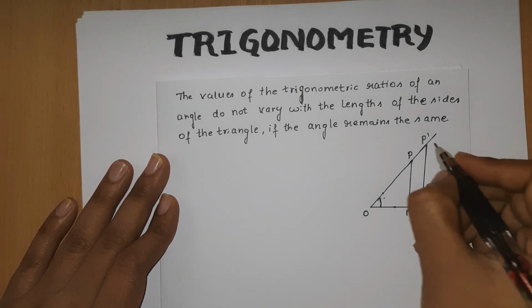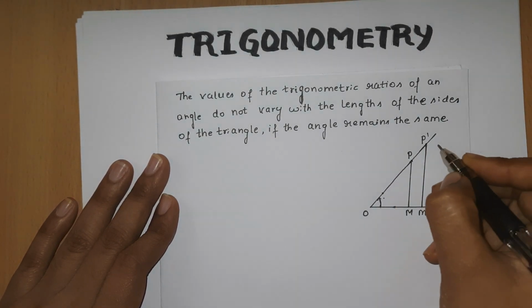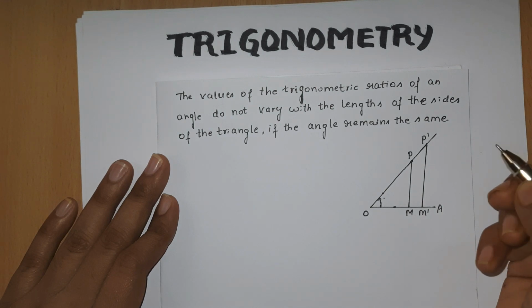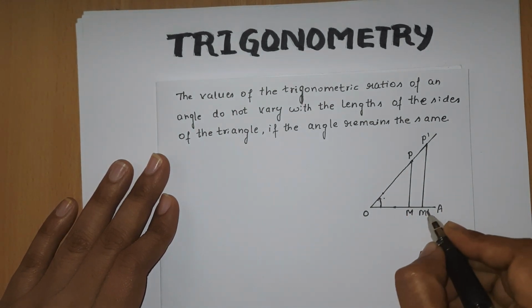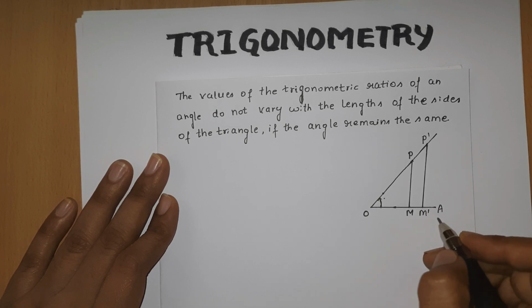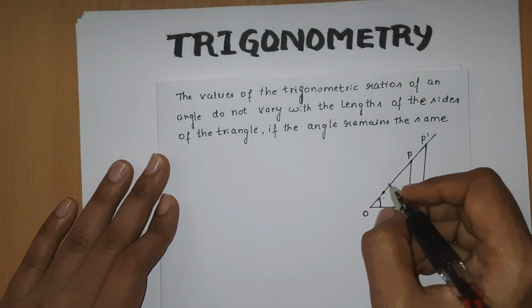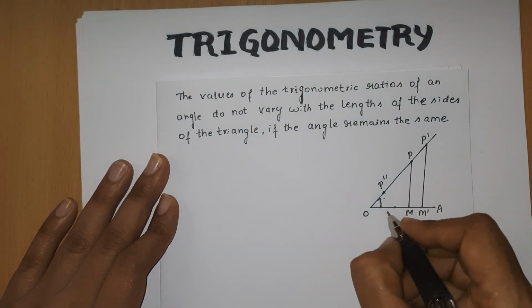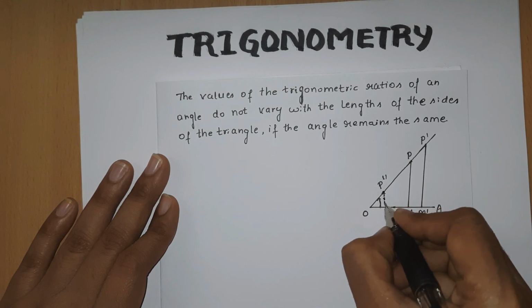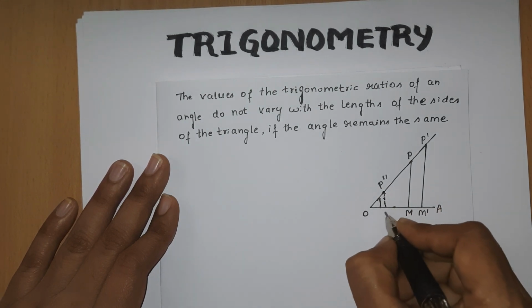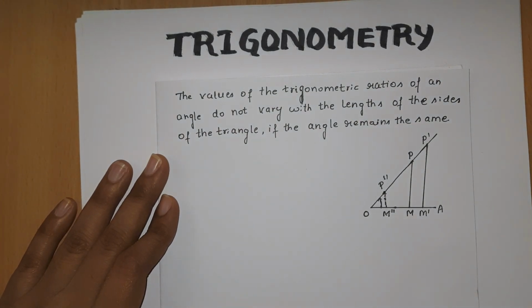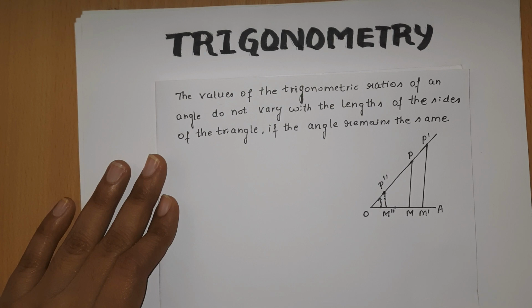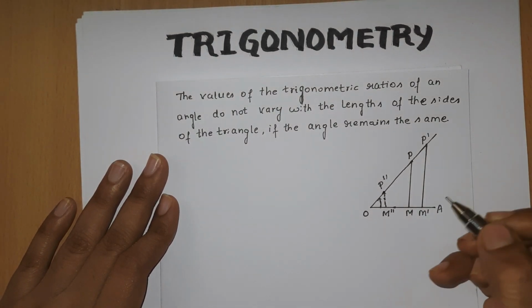Similarly, mark another point P dash on the line OP. Again draw another perpendicular to the line OA. Similarly, you can mark another point P double dash on the line OP and draw a perpendicular to the line OA here. So I am marking this point as M double dash. Clear? So now there are three triangles here.